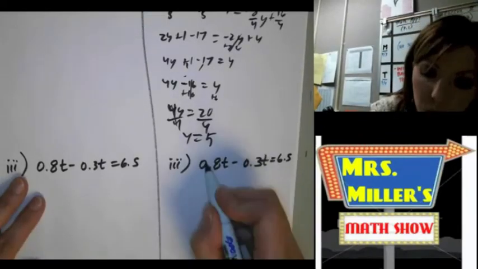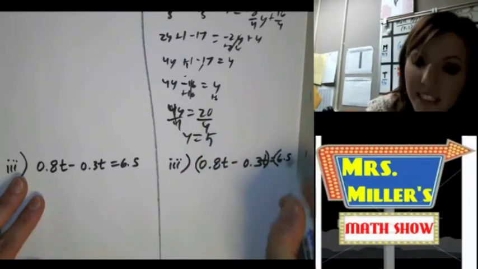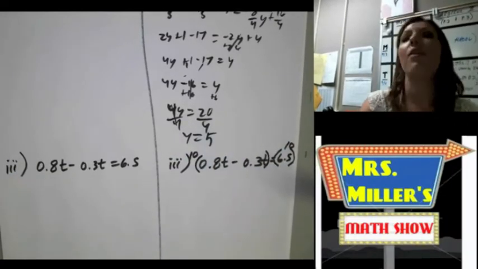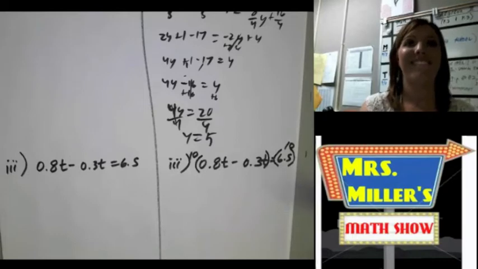We're going to multiply both sides by 10. Who can explain why 10 instead of some other power of 10? Olivia. Because we want to keep it as simple as possible. Ooh.